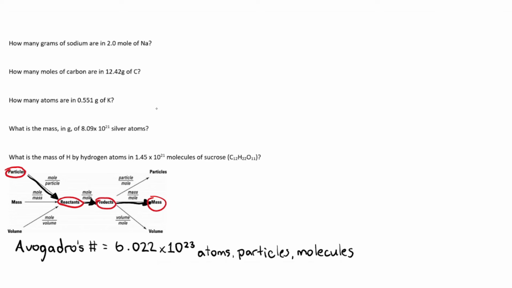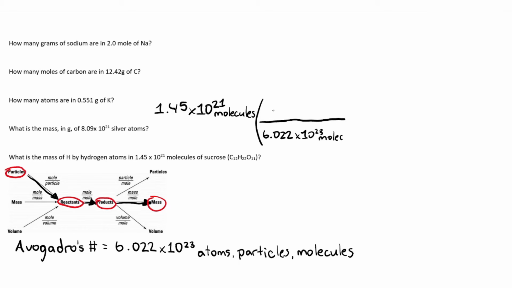So let's look at it. 1.45 times 10 to the 21 molecules of sucrose. So you want to use Avogadro's number again, 6.022 times 10 to the 23 molecules, and that's going to give you 1 mole of sucrose. And now we have moles of sucrose. This is sucrose.